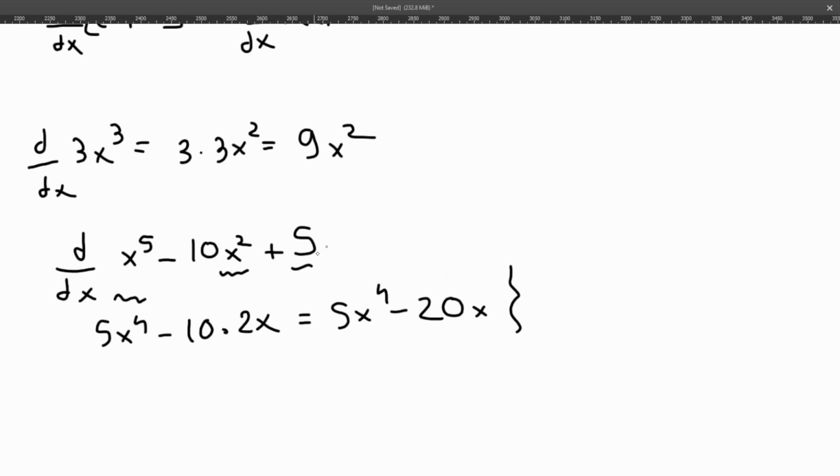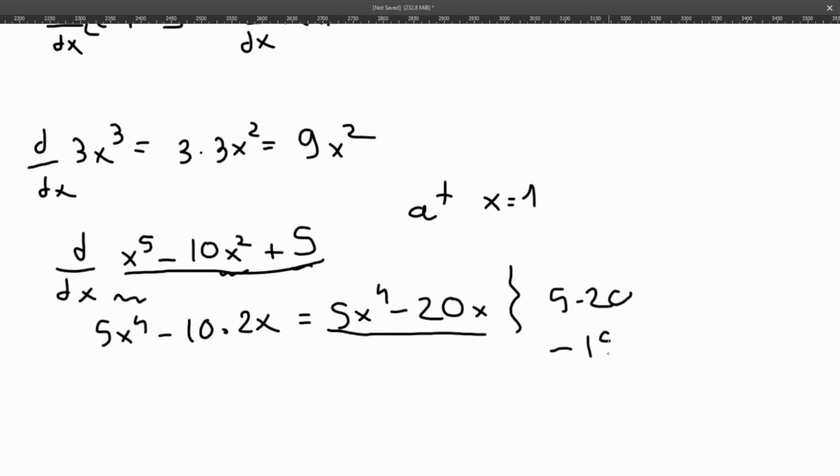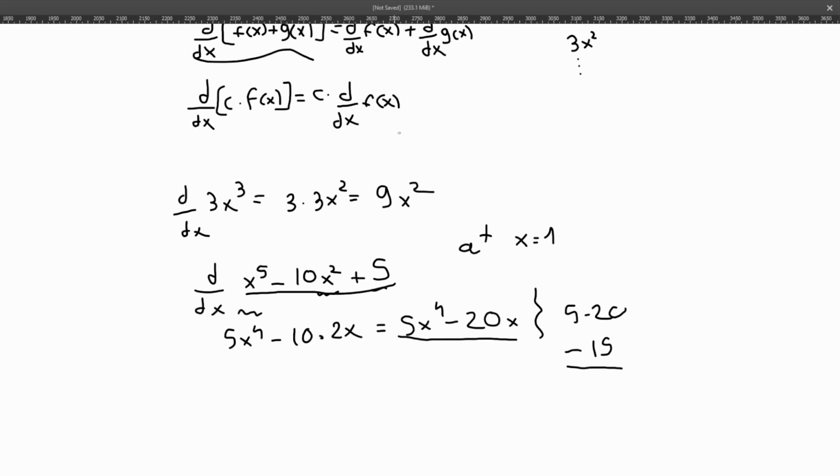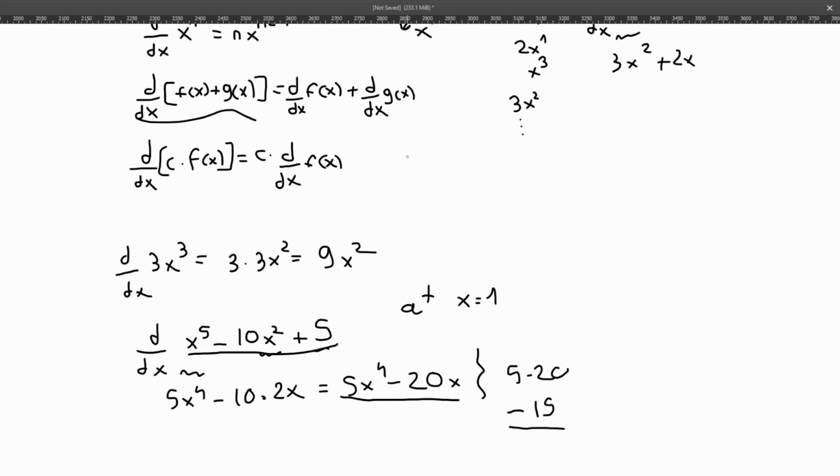So if you're asked to calculate the gradient of this function right here at, I don't know, x equals 1, for example, that would be the same as plugging x equals 1 into this result here. So what you get is 5 minus 20, or negative 15. What this means is that at x equals 1, the slope of the tangent line to this curve right here is going to be negative 15. And using this, you can pretty much calculate any derivative you want for polynomials only.